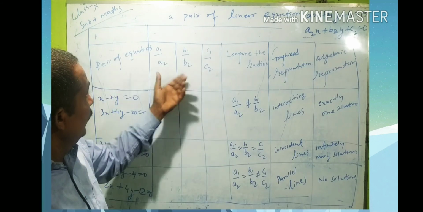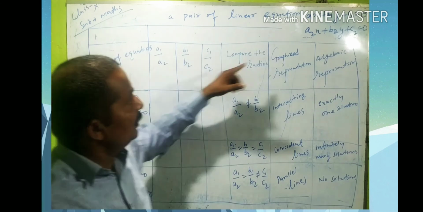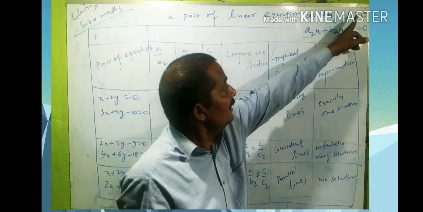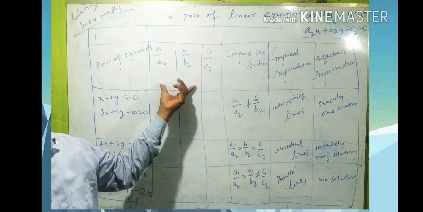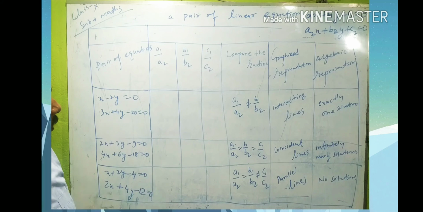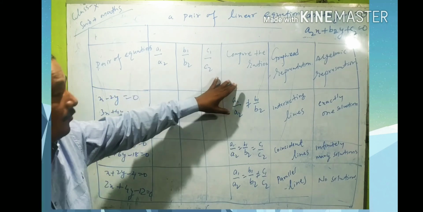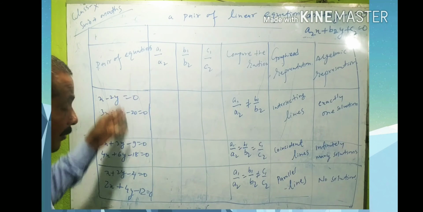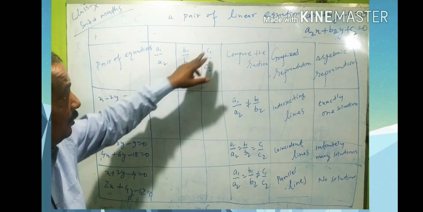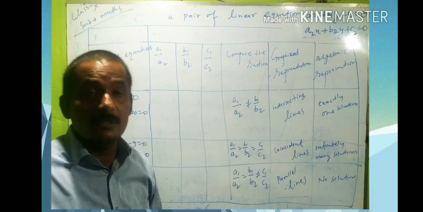So here, really these are the ratios. Means A1 by A2, B1 by B2 and C1 by C2. So these are the ratios of real numbers given in that pair. And I have written the ratio here. Look here. Here are different columns. First one, pair of linear equations, three pairs I have taken here. Second one, ratios of real numbers, A1 by A2, B1 by B2, C1 by C2, and in this column, we will compare the ratio.